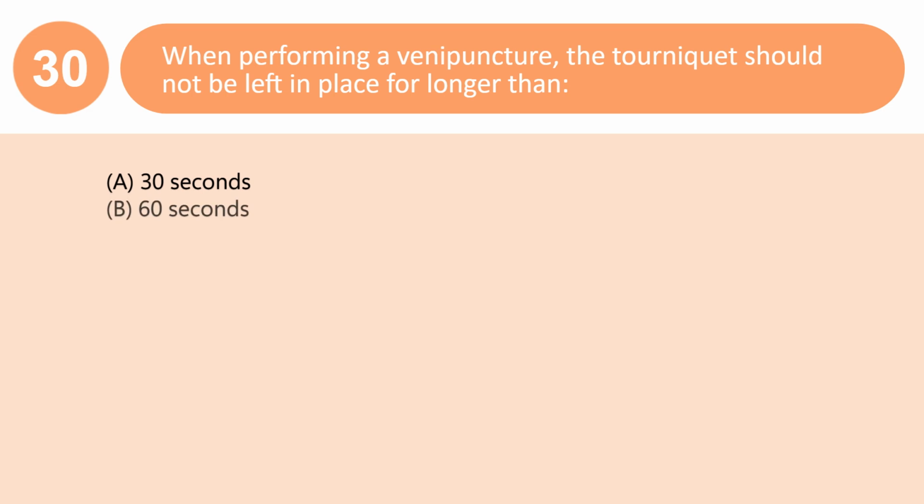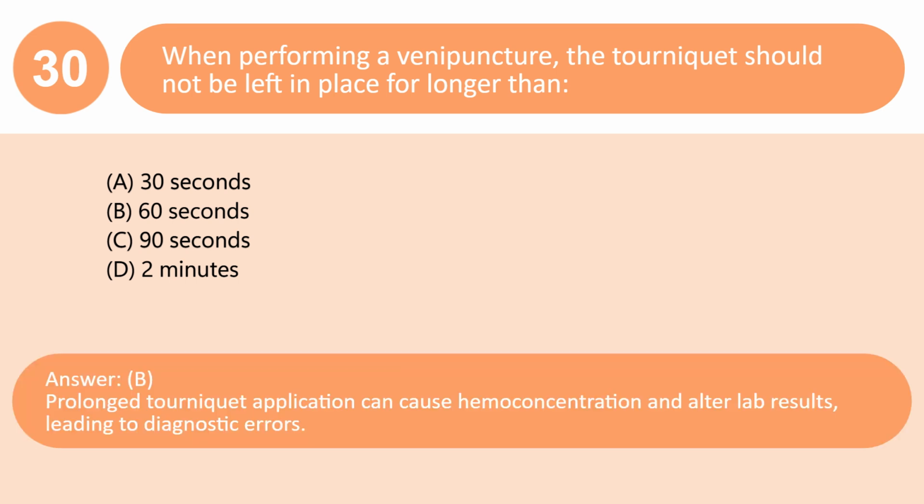When performing a venipuncture, the tourniquet should not be left in place for longer than A. 30 seconds, B. 60 seconds, C. 90 seconds, D. 2 minutes. Answer B. Prolonged tourniquet application can cause hemoconcentration and alter lab results, leading to diagnostic errors.